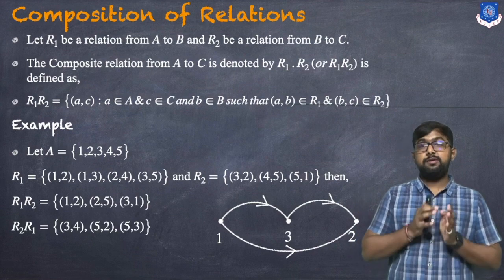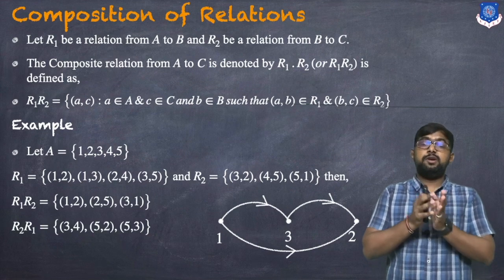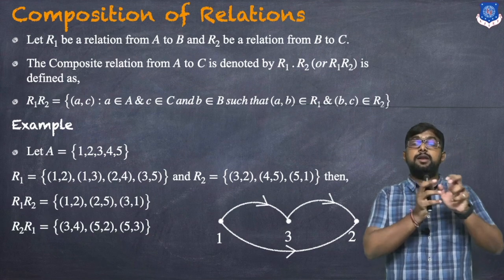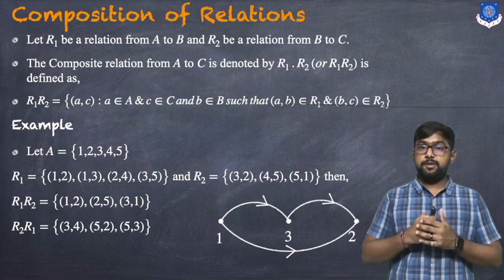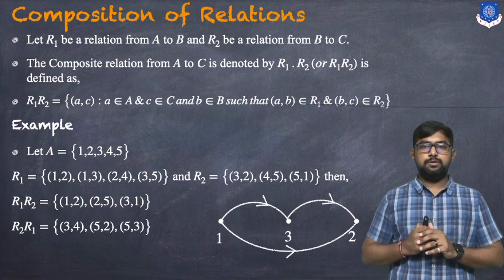Now in the same manner consider (4,5). Now 4 is related to 5. Now check in R1: 5 is related to which point? But here 5 is related to none of them. So just leave that pair.